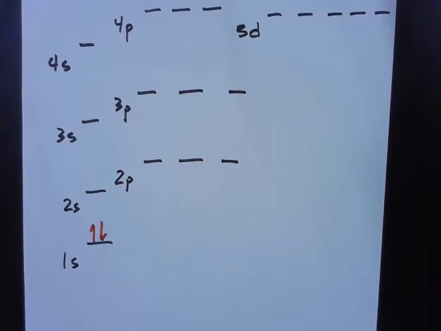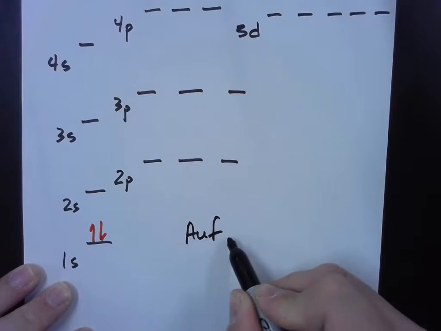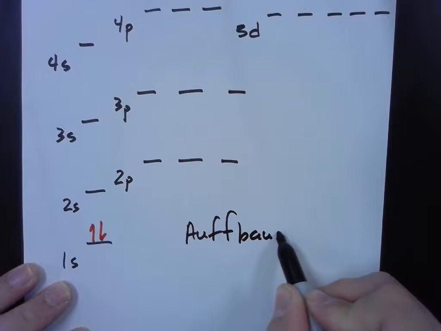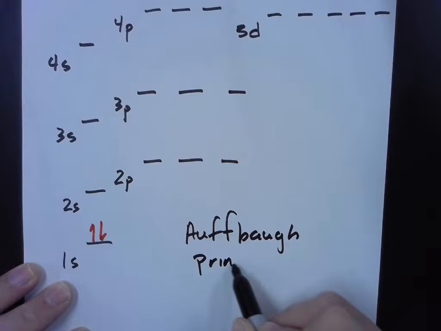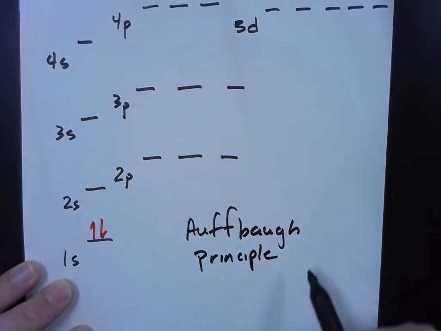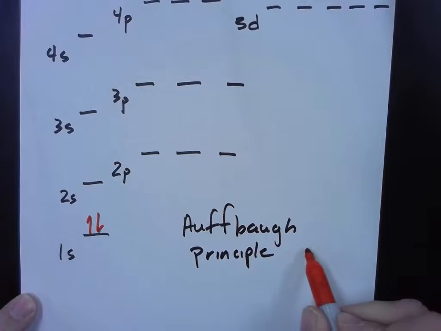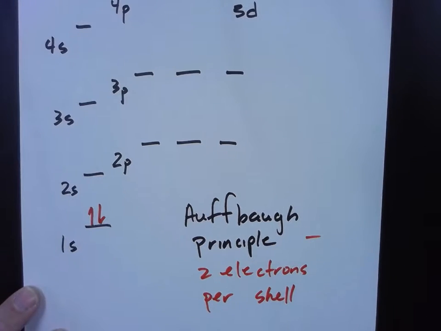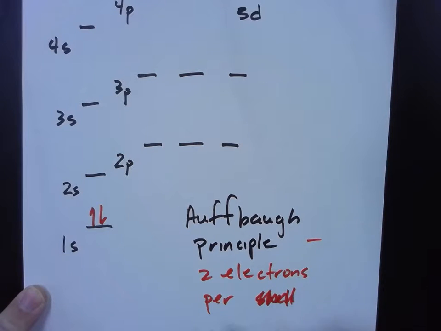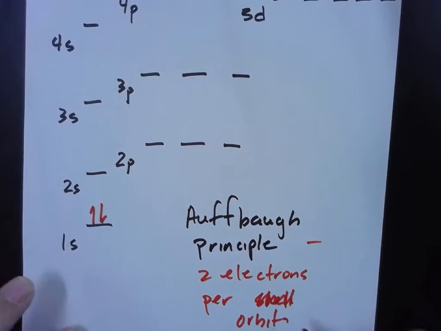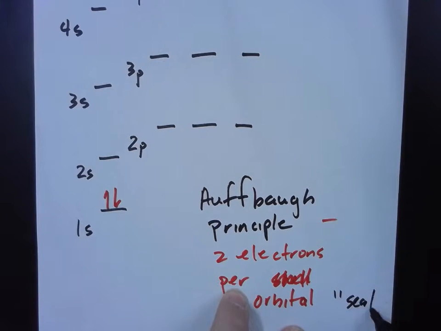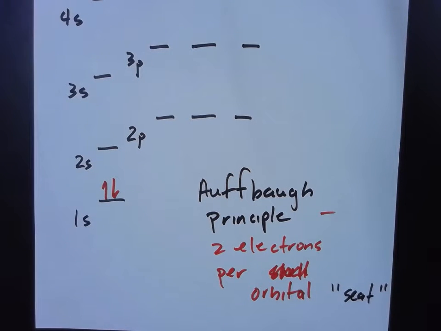And this thing's called the Aufbau principle. Oh boy, I forget how to spell it. I think it's A-U-F-B-A-U, Aufbau principle. Okay? 2 electrons per orbital, we'll say per orbital seat. How about that, since we were calling them seats before? Okay, per orbital seat. That's the Aufbau principle.